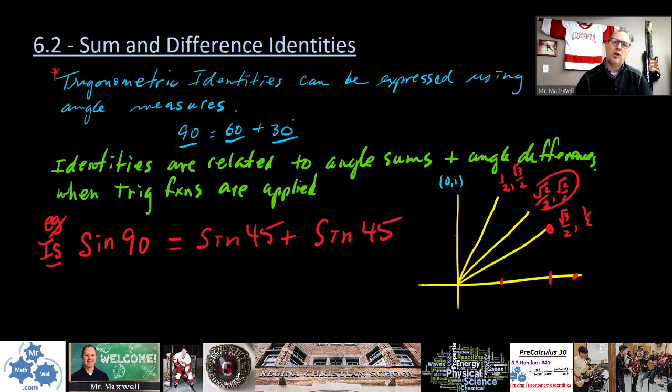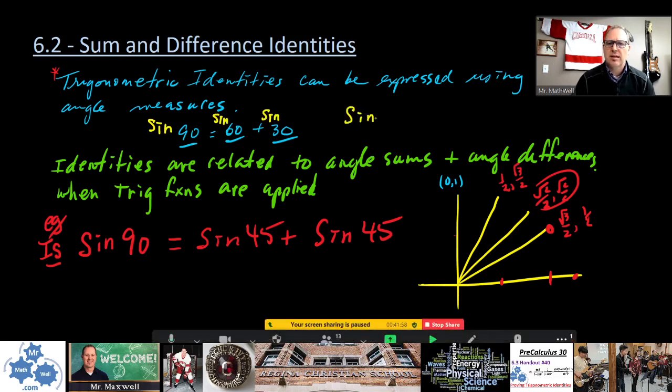So knowing this, how does that relate to trigonometric identities? Does it hold that the sine of 90 equals the sine of 60 plus the sine of 30, or is it just sine?